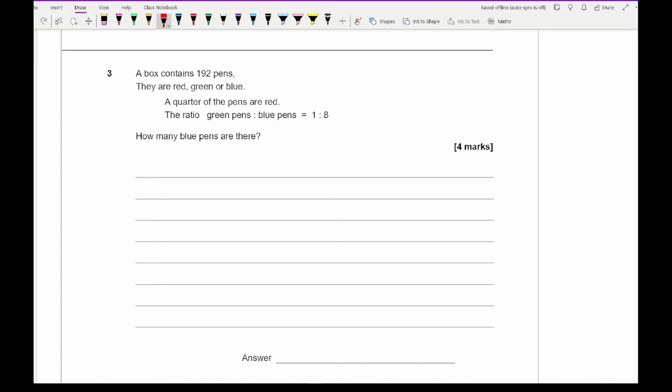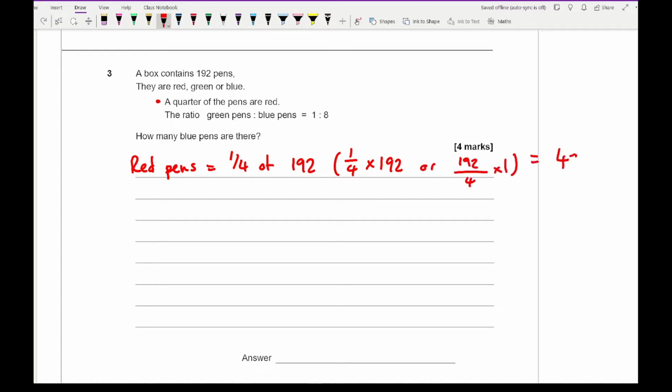So first of all, what we need to do is work out, looking at the information that we're given, we know that a quarter of the pens are red, so let's work those out first. So the red pens is going to be a quarter of 192. To work that out, I'm just going to do a quarter times 192, or 192 divided by 4 times 1, and that gives me an answer of 48 red pens.